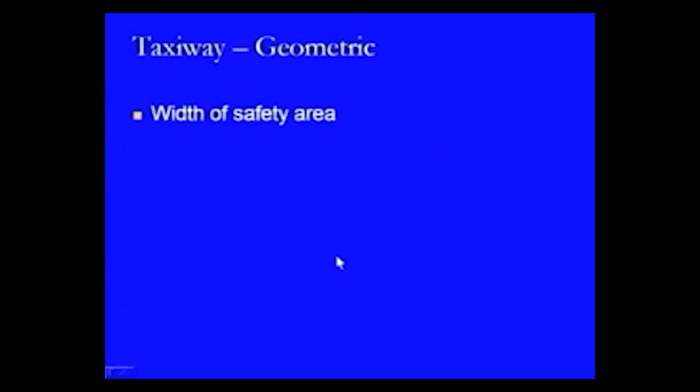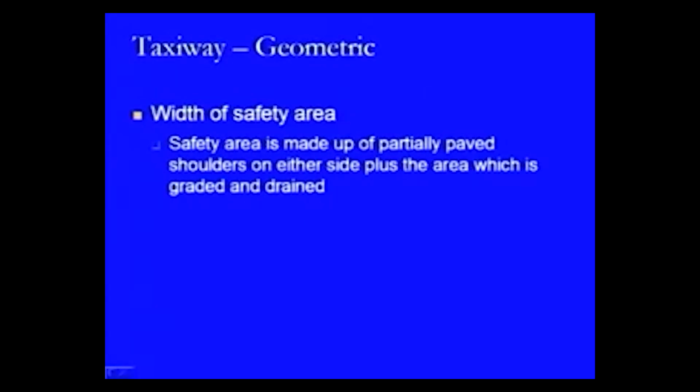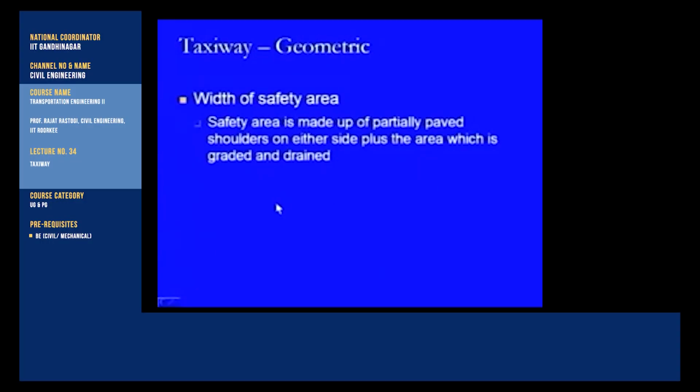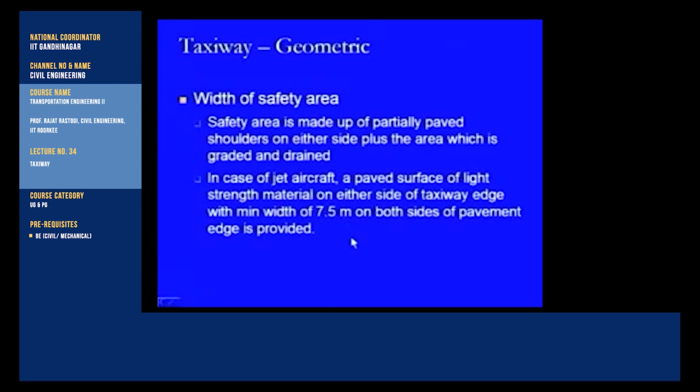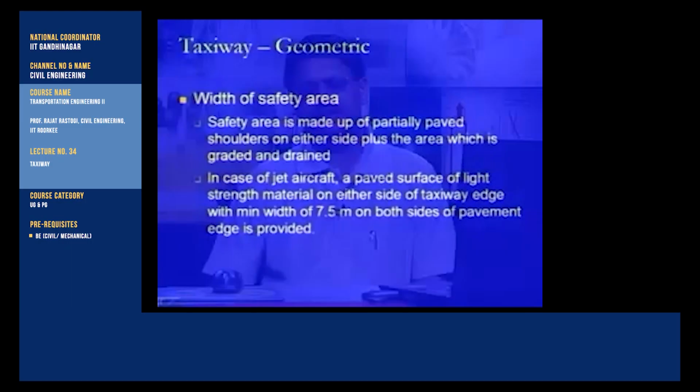The other thing which we have to look at is the safety area and the width or the total space which is to be provided for the safety area. A safety area here is made up of partially paved shoulders on either side plus the area which is graded and drained. And in this case, as we have seen in the case of runways also, we have to look at the area which is provided on the two sides as well as the area which is to be provided on the ends.